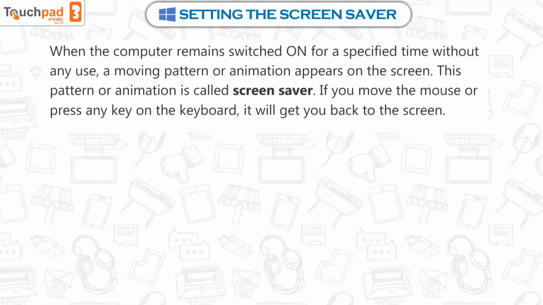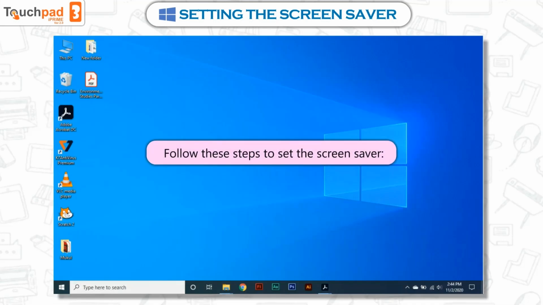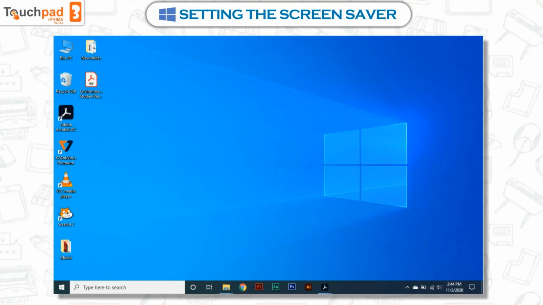Setting the screensaver. When the computer remains switched on for a specified time without any use, a moving pattern or animation appears on the screen. This pattern or animation is called screensaver. If you move the mouse or press any key on the keyboard, it will get you back to the screen. Follow these steps to set the screensaver.